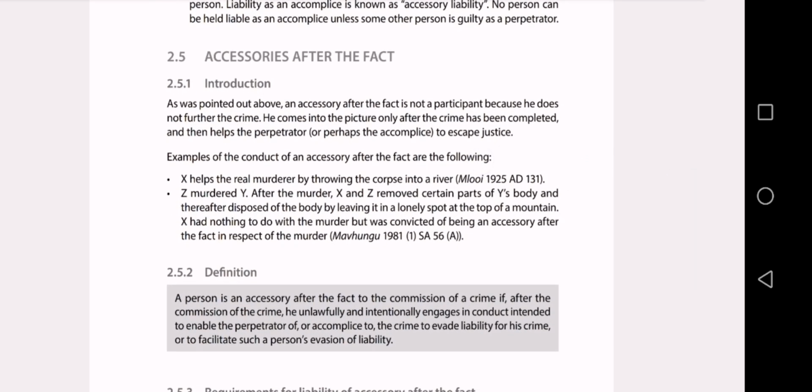Accessories after the fact. Introduction. As was pointed out above, an accessory after the fact is not a participant because he does not further the crime. He comes into the picture only after the crime has been committed and then helps the perpetrator to escape justice. Examples of the conduct of the accessory after the fact are the following.